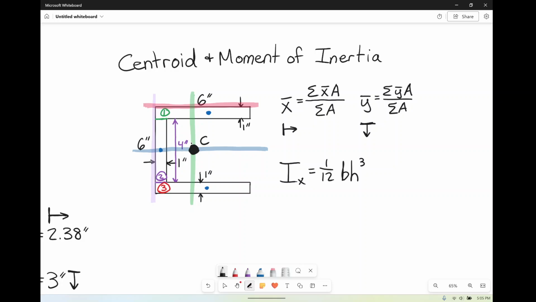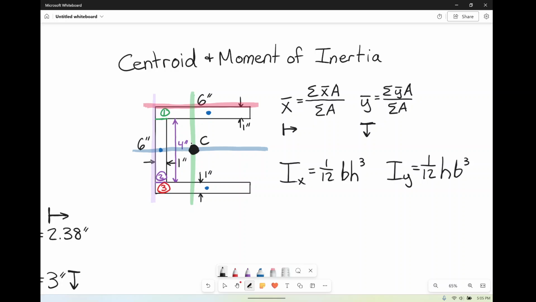Now this one's pretty easy to remember, and then if you ask anybody what Iy is, they kind of stutter and go, oh, I don't know that one. But it's really simple. You just rotate the shape 90 degrees and it's the exact same thing. Yep, still a rectangle at that point. So it would then be 1/12 base times height, but since you rotated it 90 degrees, base and height are flipped. So it's height times base cubed. Kind of cool, that one is.